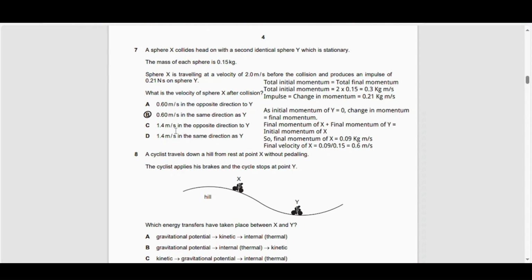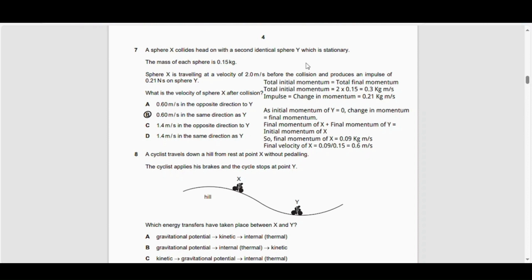And if you look at A and B, we can see that one says that the direction of motion is in the opposite direction to Y. The other says the direction of motion is in the same direction as Y. And the key is, sticking to convention, if we say that right to left is essentially positive, we know that X was initially traveling from right to left then because it has a positive value of 2 meters per second. And we know that the impulse on Y is also positive, right?